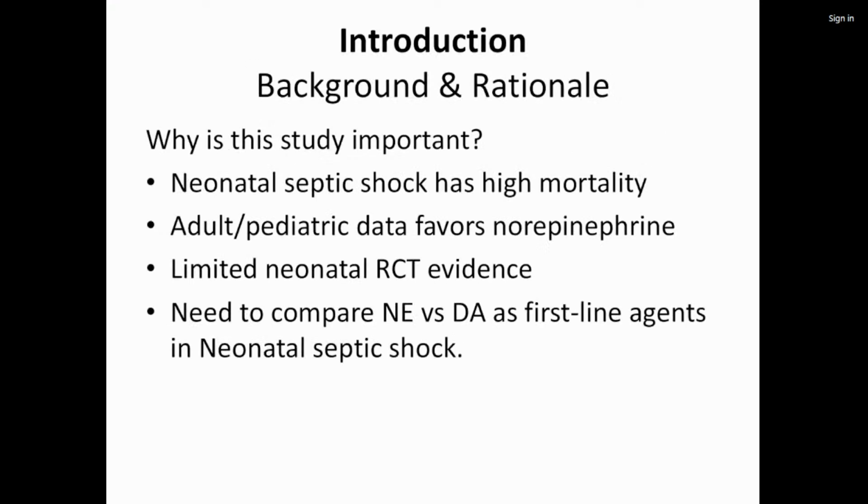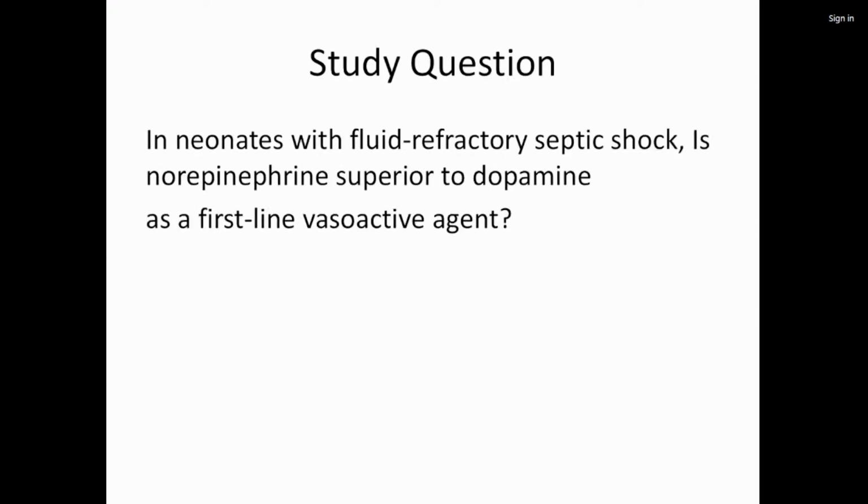So why is this study important? Neonatal septic shock has high mortality. Some adult and pediatric data favor norepinephrine, but there is only limited neonatal RCT evidence. So there was a need to compare noradrenaline versus dopamine as the first-line agents in neonatal septic shock. So the study question was: in neonates with fluid refractory septic shock, is norepinephrine superior to dopamine as a first-line vasoactive agent?